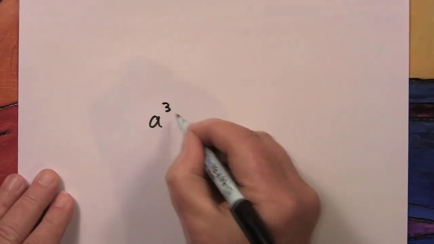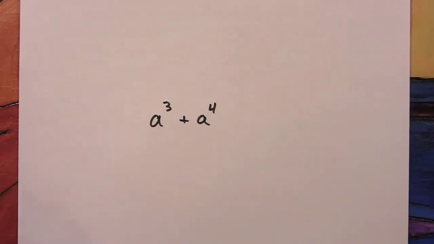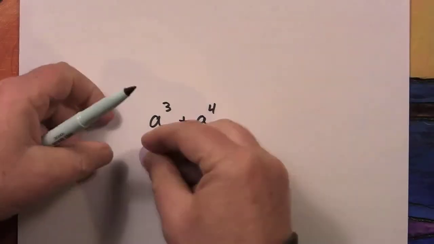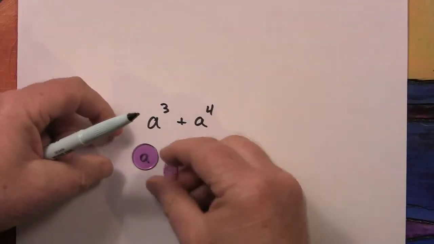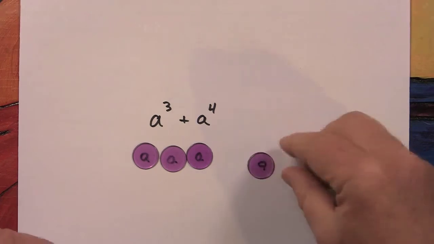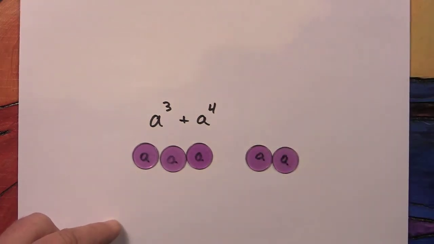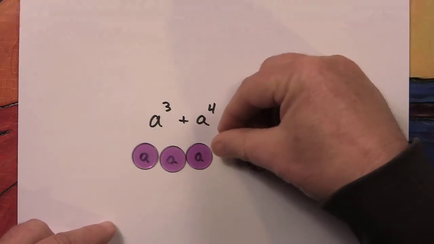Now this is a complicated looking situation here. We have a to the 3rd plus a to the 4th. Actually, it looks almost like you want to say a to the 7th. Let's see what that looks like with beads. We have 3 a's here, and we have 4 a's here. But you know, we're not being told to string those together on a necklace exactly, because we have this funny thing interrupting the stringing here.